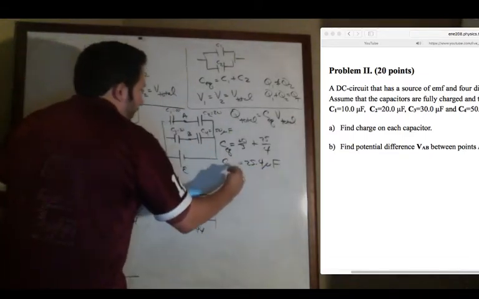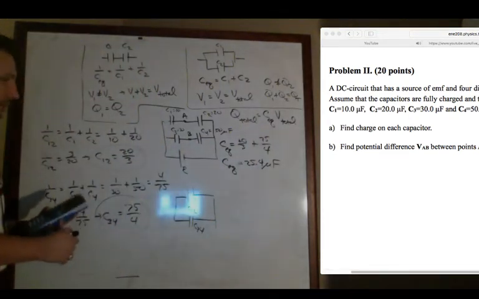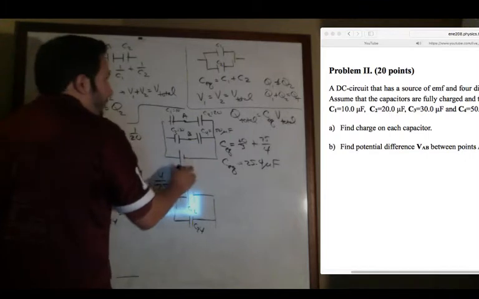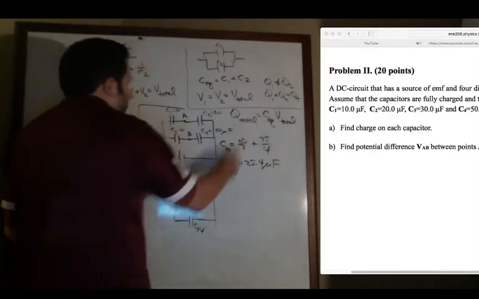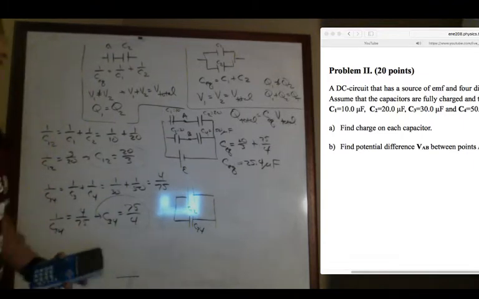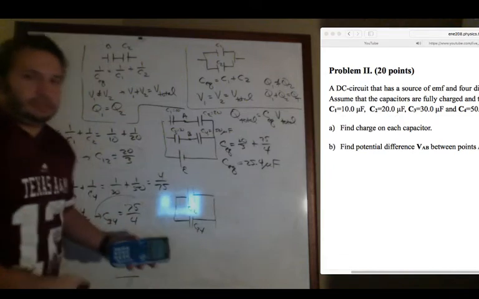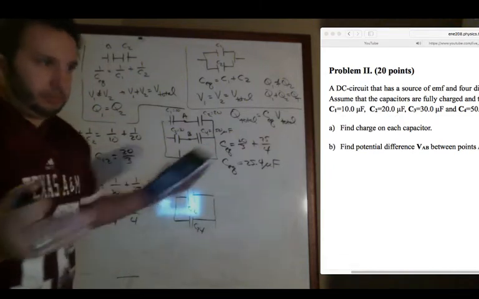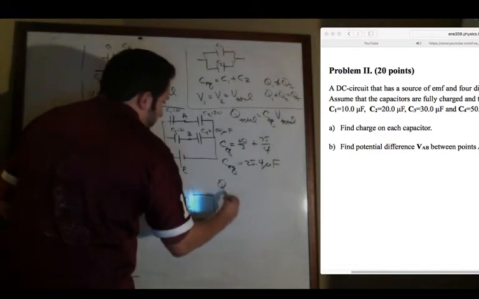25.4 microfarads. And now that I know that CEQ is 25.4 microfarads, and since they gave me the total voltage of the entire system, I can finally find Q total. And it's always going to be your setup. Whenever you start, always start off by finding your equivalent capacitance or resistance. That way you can find your total either charge or current.